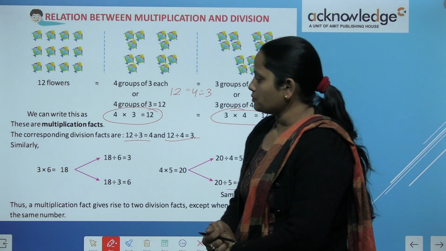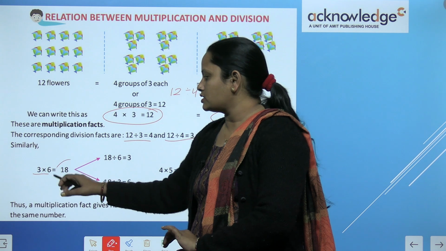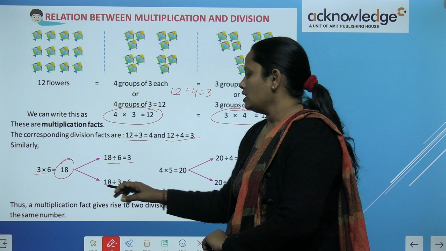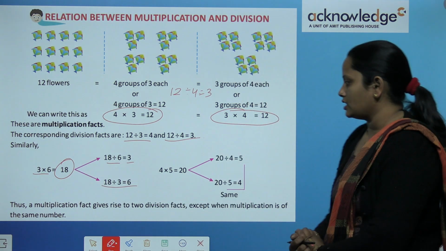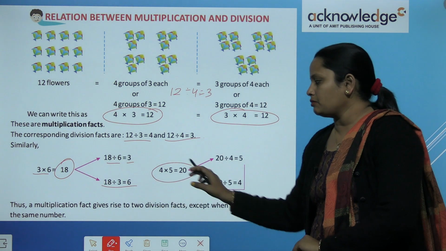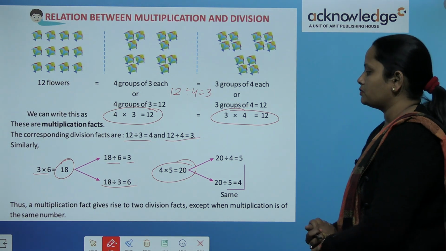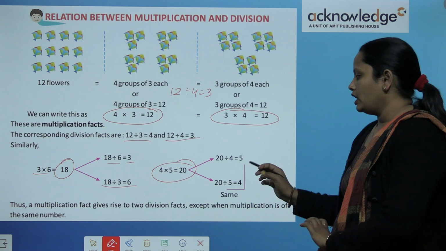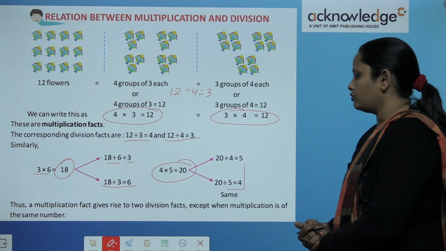Now here you can see similarly 3 multiply 6 is 18. अब division fact लिखना होगा तो हम क्या लिखेंगे? 18 divided by 6 is 3 and 18 divided by 3 is 6. Again इसका भी हम क्या करेंगे? Division fact निकालेंगे. 4 multiply 5 is 20. Now 20 divided by 4 is 5 and 20 divided by 5 is 4.